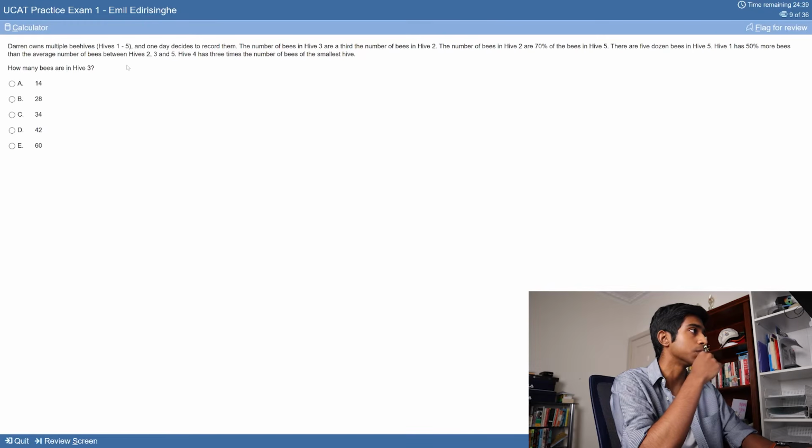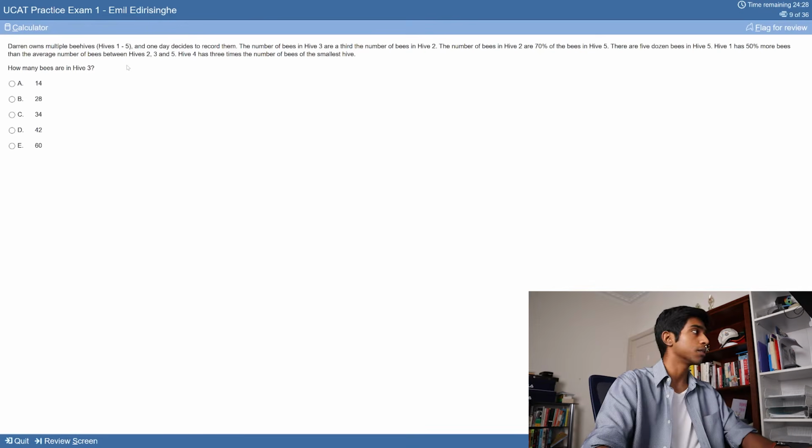Okay, Daniel owns multiple beehives. One day he decides to record them. Number of hives in hive 3 are a third of number of hives in hive 2. Number of hives in hive 2 are 70% of the hives in hive 5. 5 dozen bees in hive 5. Hive 1 has... I'm going to check if this is a set. Oh, it is. Alright, I'm going to do this.